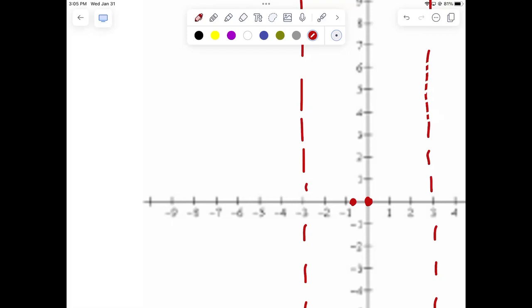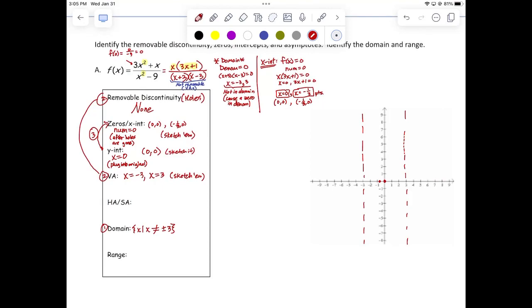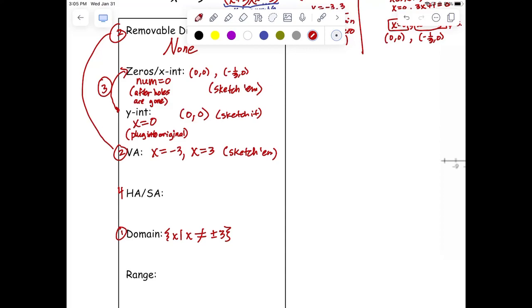Here's the deal. If you ever have a y-intercept, you're going to have only one. No more than one. There can only be one y-intercept. But you can have multiple x-intercepts. We have 2, okay? One of them happens to be the y-intercept. All right. Now, once we get done with that information, the fourth thing that we find is this, the HA or the SA. We know what HA stands for, right? Horizontal asymptote. Guess what SA stands for?